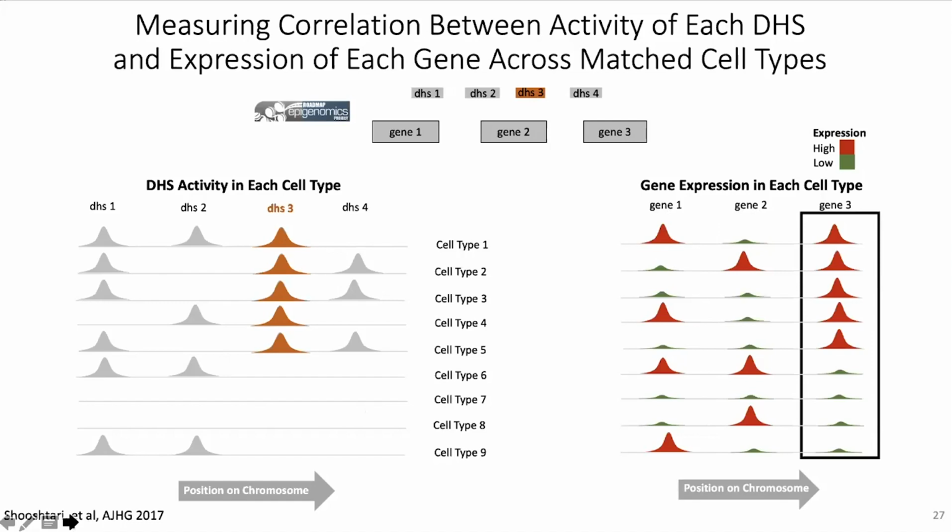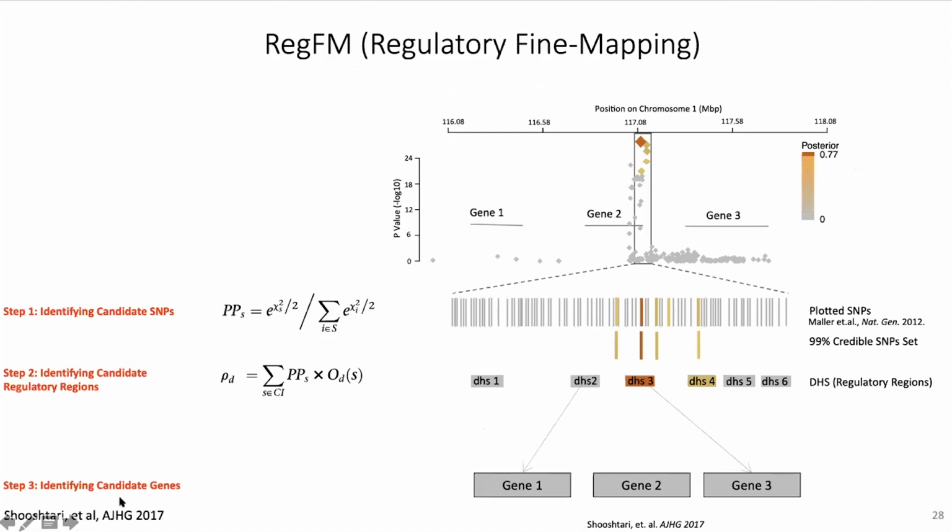I think most of you would answer gene number 3 because whenever this DHS is open or accessible, the expression of the gene is high, and whenever it's closed, expression of the gene is low. So we basically can link DHS number 3 to gene number 3, and we may find other links between other pairs of DHS and gene. So basically, if we can find those links and have a test statistic that finds the correlation between DHS activity and gene expression, then we can find which genes are likely to be affected in this process.